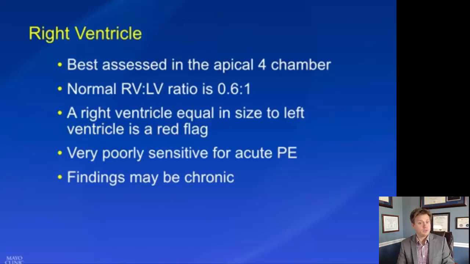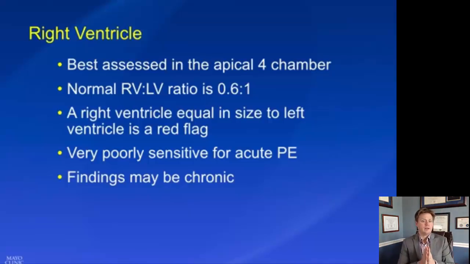So this is best assessed in the apical 4-chamber view, and remember the normal relationship between the right ventricle and left ventricle is 0.6 to 1, or about 1/3 of the total width being the right ventricle and 2/3 of the total width being the left ventricle. Now, what that means is that if the ventricles are ever the same size, that's abnormal, or if the right ventricle is larger than the left ventricle, you've got to seriously start thinking about this.